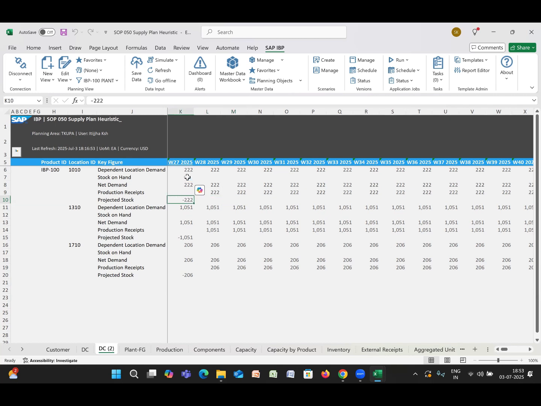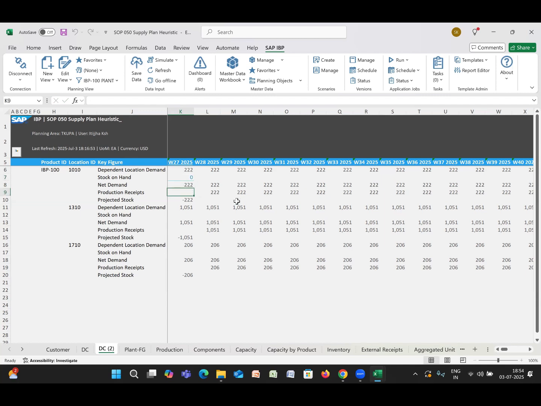We don't have anything this week, but you're only looking at stock on hand. That's not the only receipt that works to fulfill the demand. Why are we running heuristic? We are running heuristic to generate receipts which will fulfill this demand. Projected stock is stock on hand plus receipt minus demand. So demand value is 222. So it will be 0 plus 0 minus 222, so that's why it is negative. Which are the zeros? The stock on hand and production receipt.